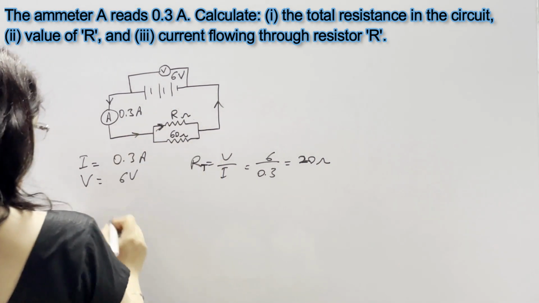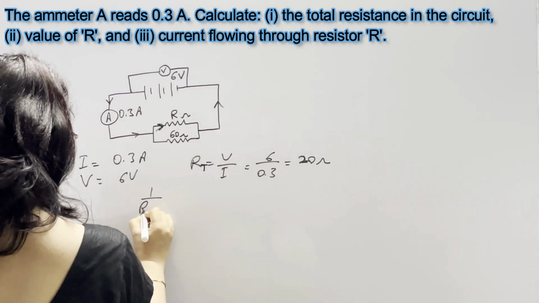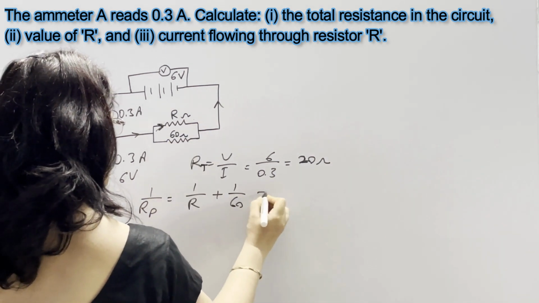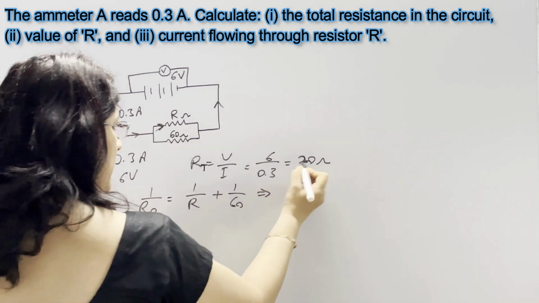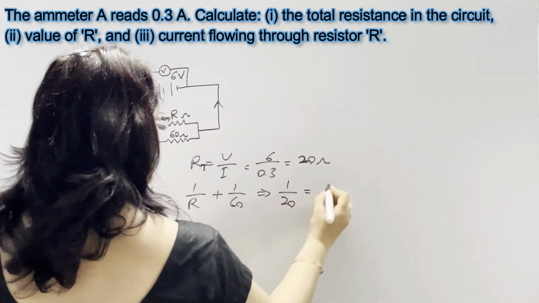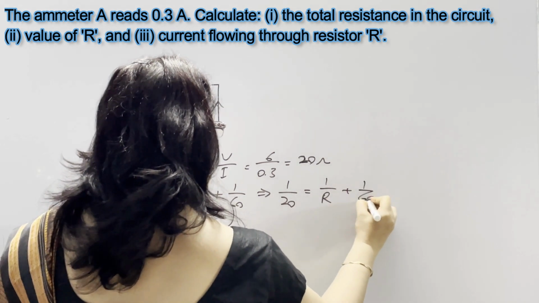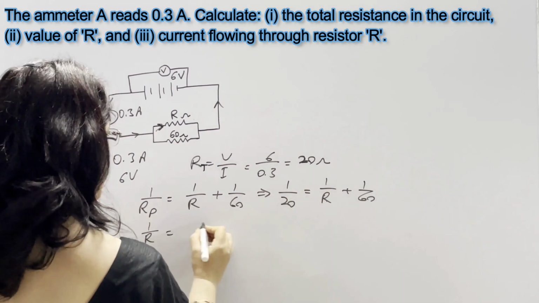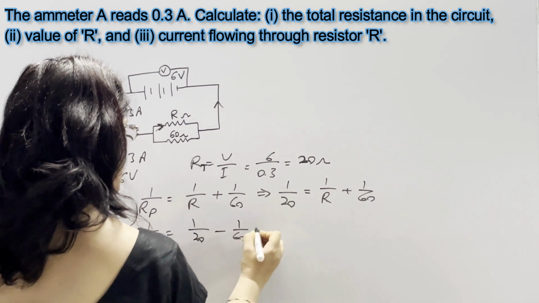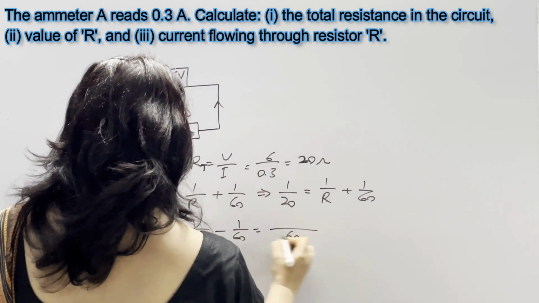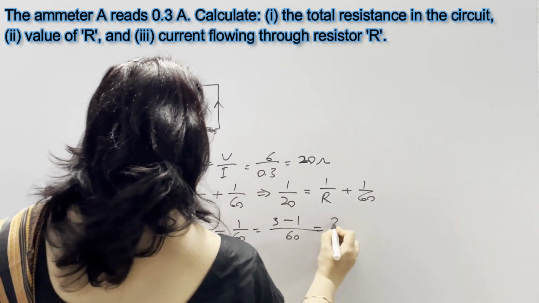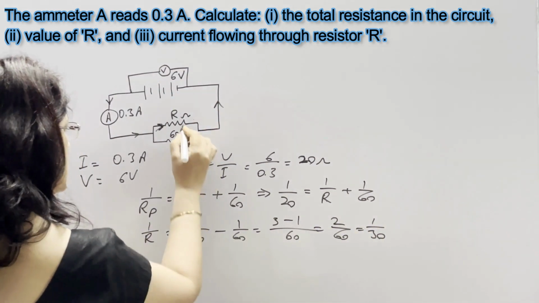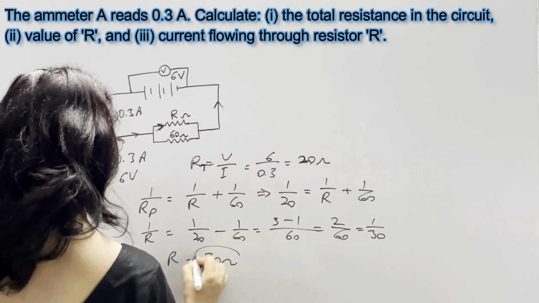It means in this parallel combination, 1 upon Rp is equal to, these are connected in parallel, 1 upon R plus 1 upon 60. Value of Rp is 20. So 1 upon 20 is equal to 1 upon R plus 1 upon 60. It means 1 upon R is equal to 1 upon 20 minus 1 upon 60, transposing. So 3 minus 1, it means 2 upon 60, or you can say 1 upon 30. So the value of this resistance is 30 ohm.